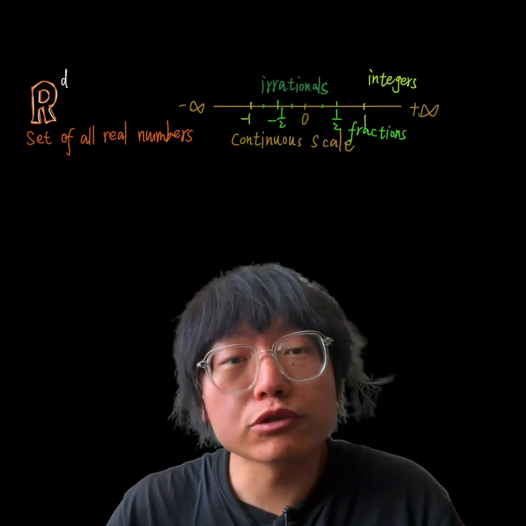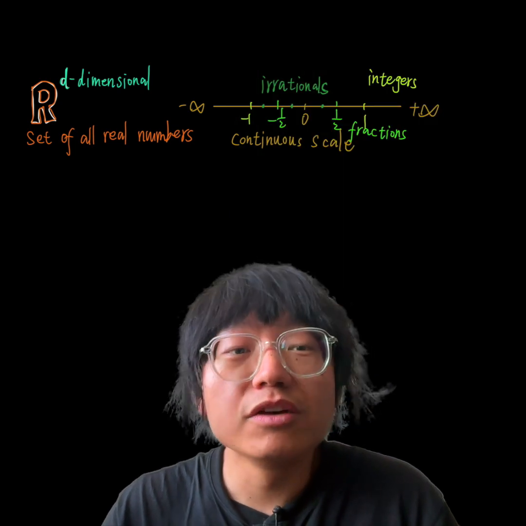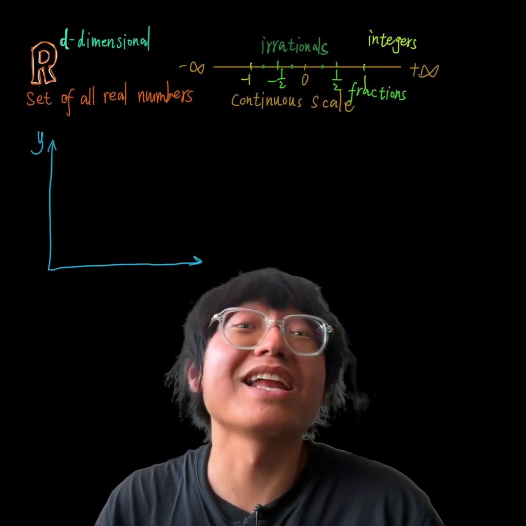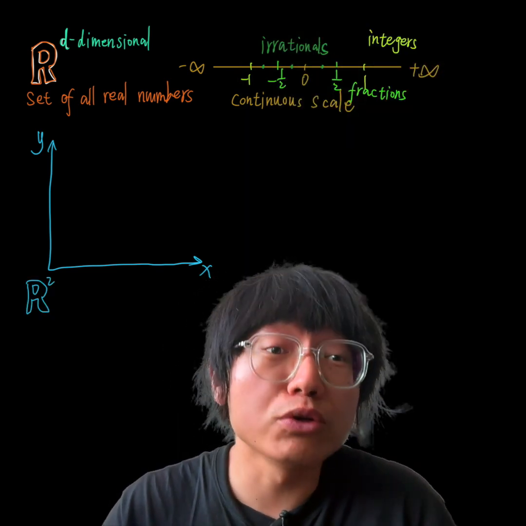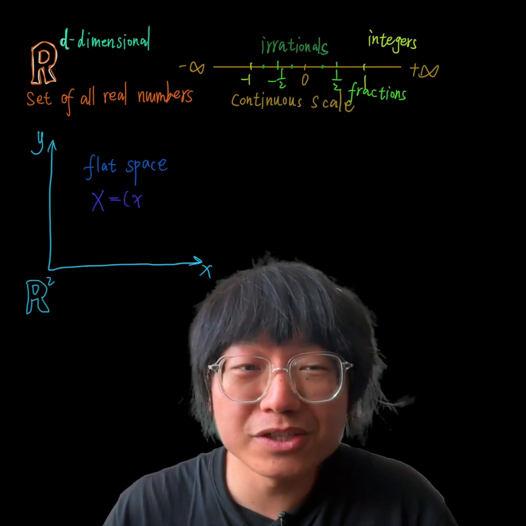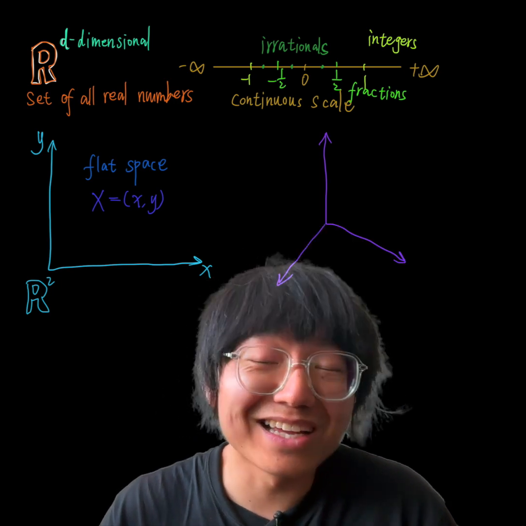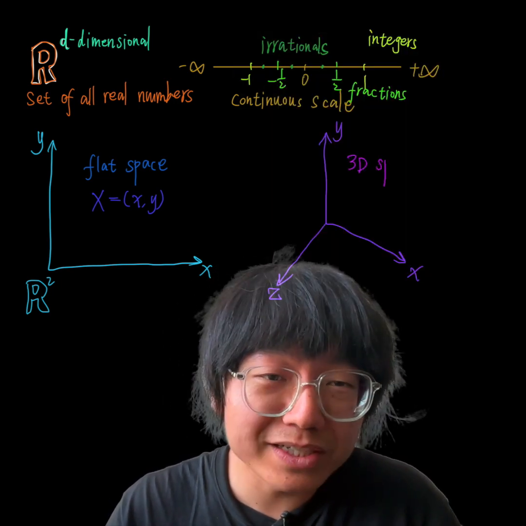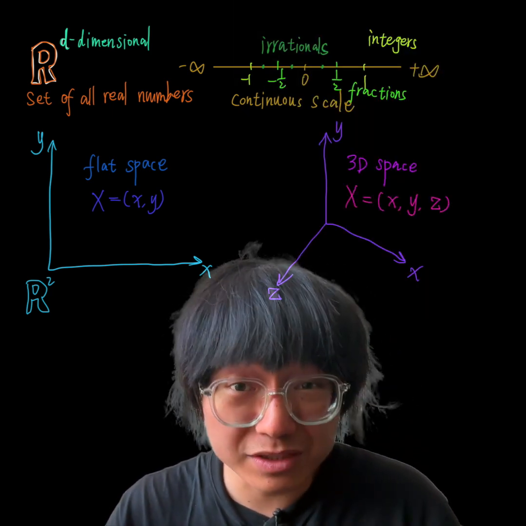Next, superscript d indicates the number of dimensions in the space. For example, if we have two-dimensional Euclidean space, you may think of it like a flat plane, where each point is described by two coordinates like latitude and longitude or x, y position. Or if we have three-dimensional Euclidean space, you may think of it like a 3D space, where each point is described by three coordinates like latitude, longitude, and altitude or x, y, z positions.